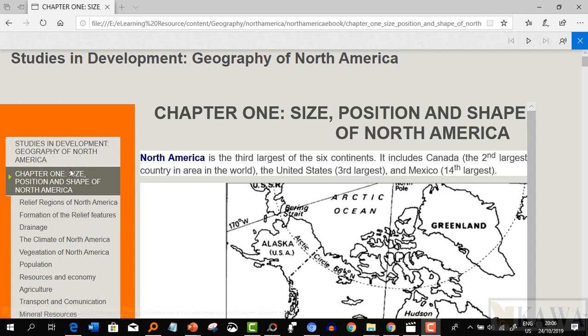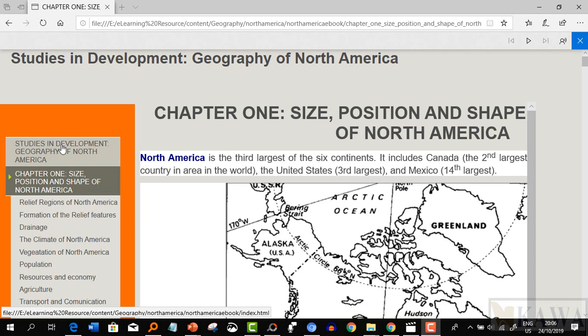North America is one of those papers which form Geography Paper 2, taught in Senior 1 to Senior 4, depending on the school. But when we are covering North America, we should take note that there are different topics that we're supposed to cover, and these topics are highlighted here.